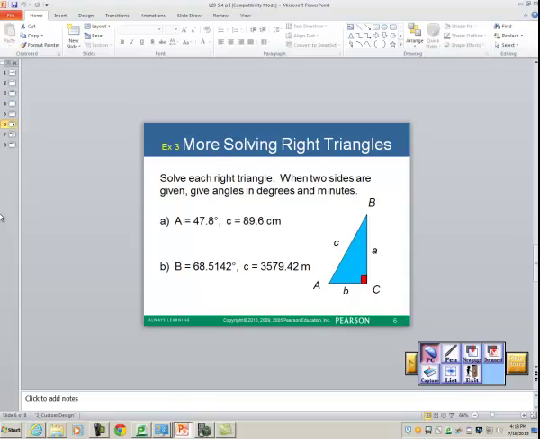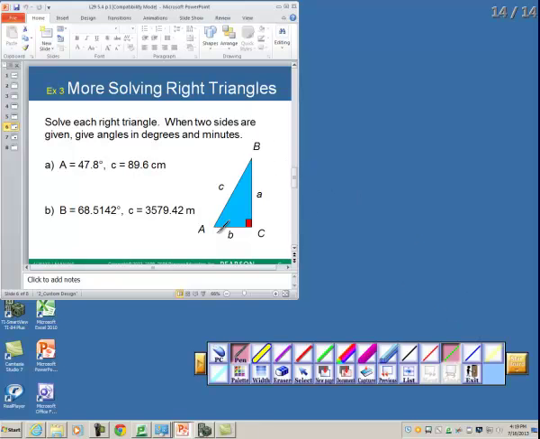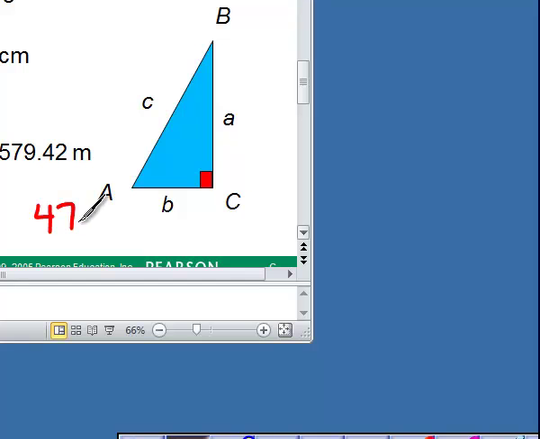Here we're given a right triangle with two sides given, and the angles in degrees and minutes. Now notice they have a triangle here, and they give you the values off to the side. We want to give the angles in degrees and in degrees and minutes. Here we have angle A, and I like to put the values right on the figure: 47.8 degrees, and side C, 89.6 centimeters. We want to find all the angles and all the sides.